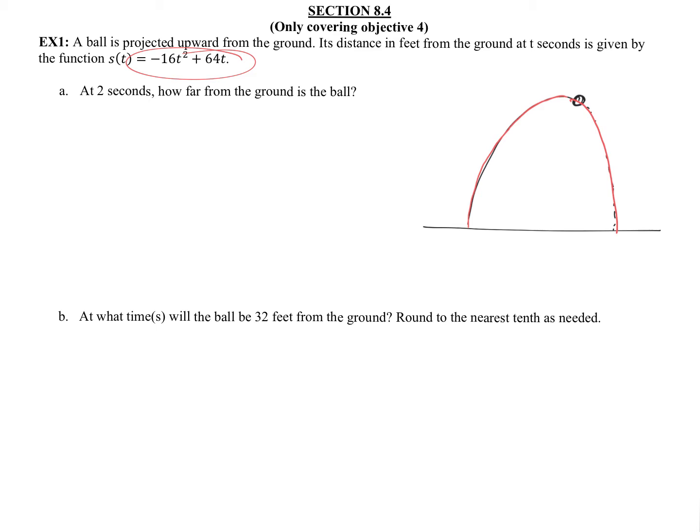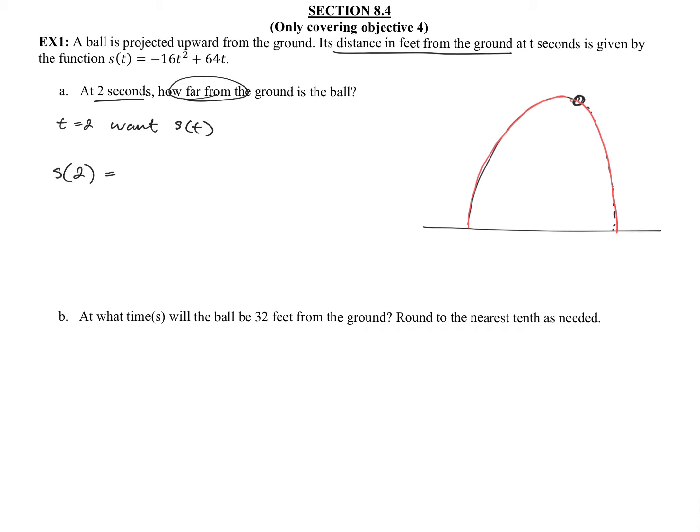And what this is saying is, if you pick a second, t, you can plug it into this equation and you'll figure out where your ball is at that time. Kind of neat. So what is it asking? It says at 2 seconds, how far from the ground is the ball? So we're told that t is 2, and we want s of t, because that is the distance in feet from the ground. So let's go ahead and find that.